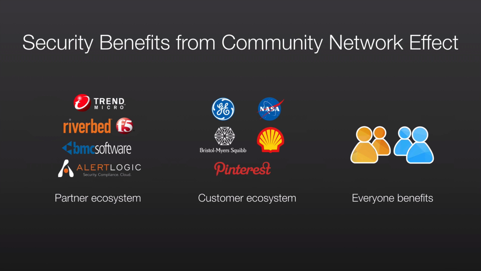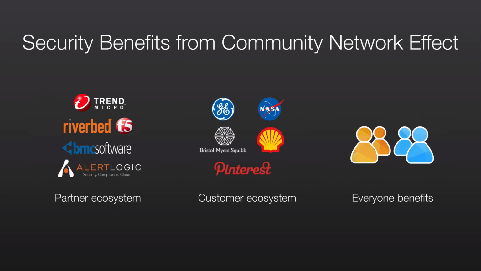One other cool feature of the cloud generally, but it applies very specifically to security, is the idea of a community network effect. We're very lucky at AWS to have over 1 million customers that have used the AWS cloud in the last 30 days. And amongst those 1 million customers, there are some very demanding organizations like GE, NASA, Shell, Bristol-Myers Squibb and Pinterest, to name just a few customers that are using AWS extensively.